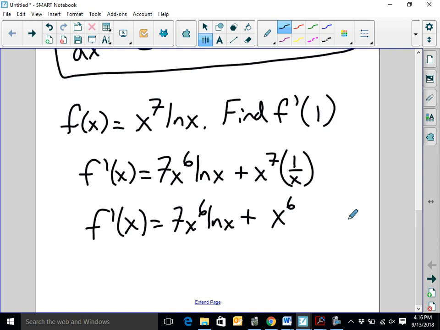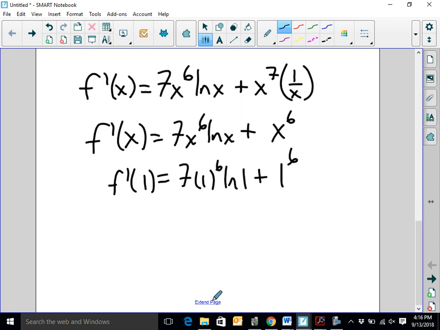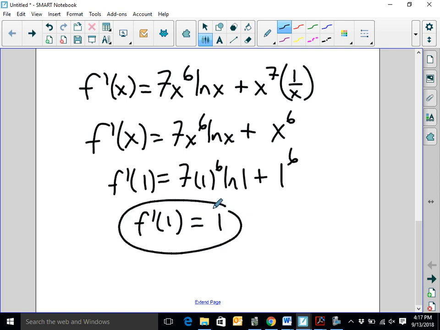Now I want to find f prime of 1. So let's go ahead and plug in 1. So when I plug in 1 here, I get 7 times 1 to the 6th. 1 to the 6th is 1. 1 times 7 is 7.